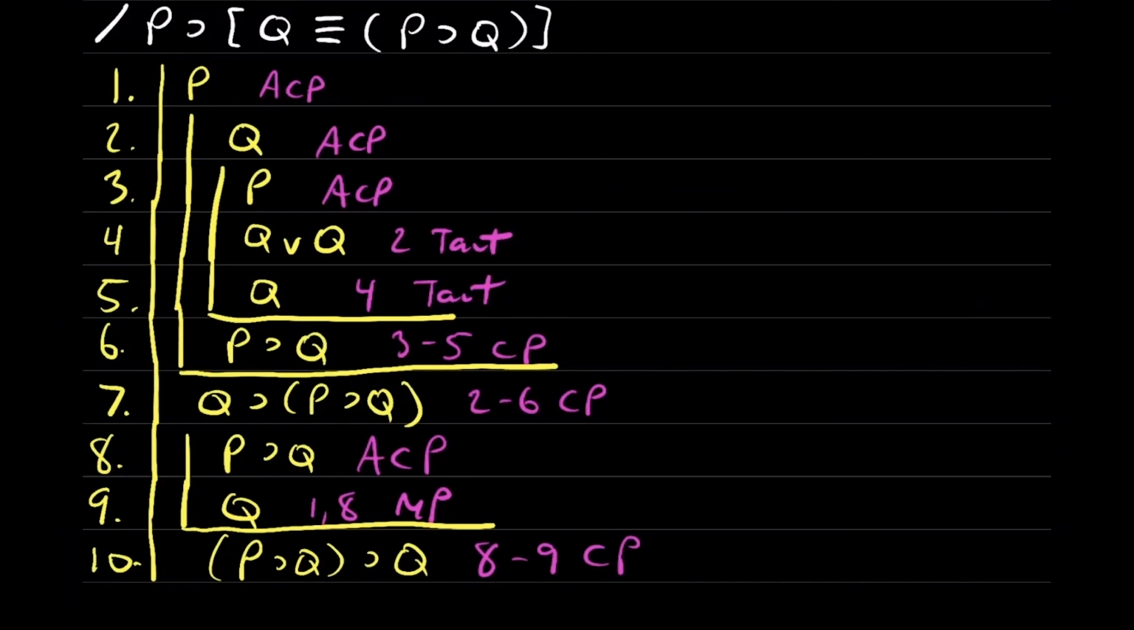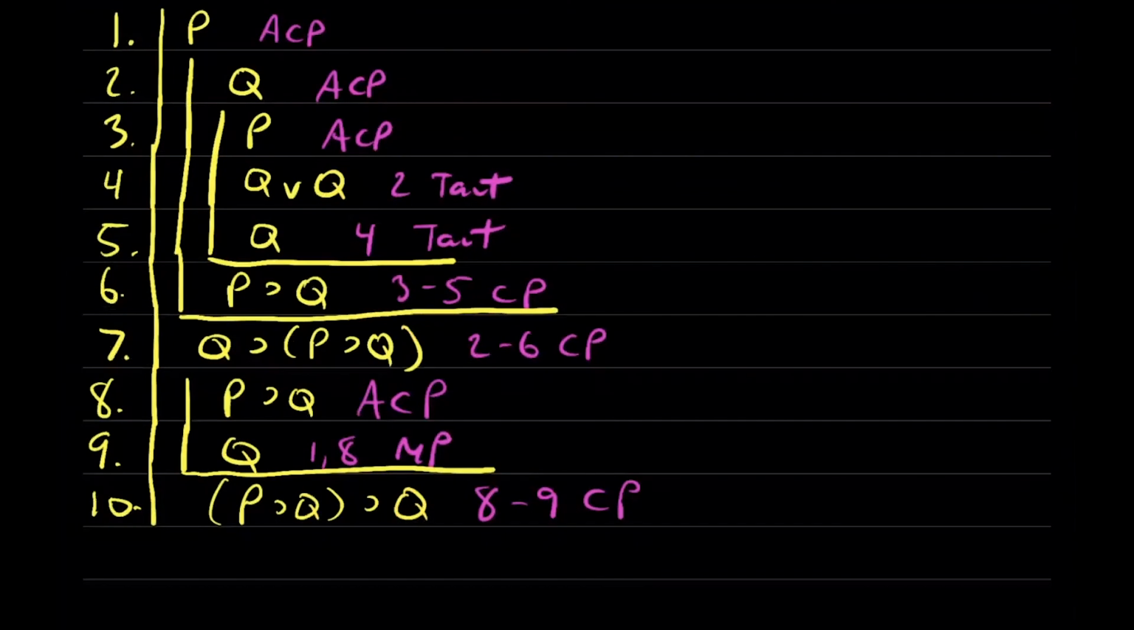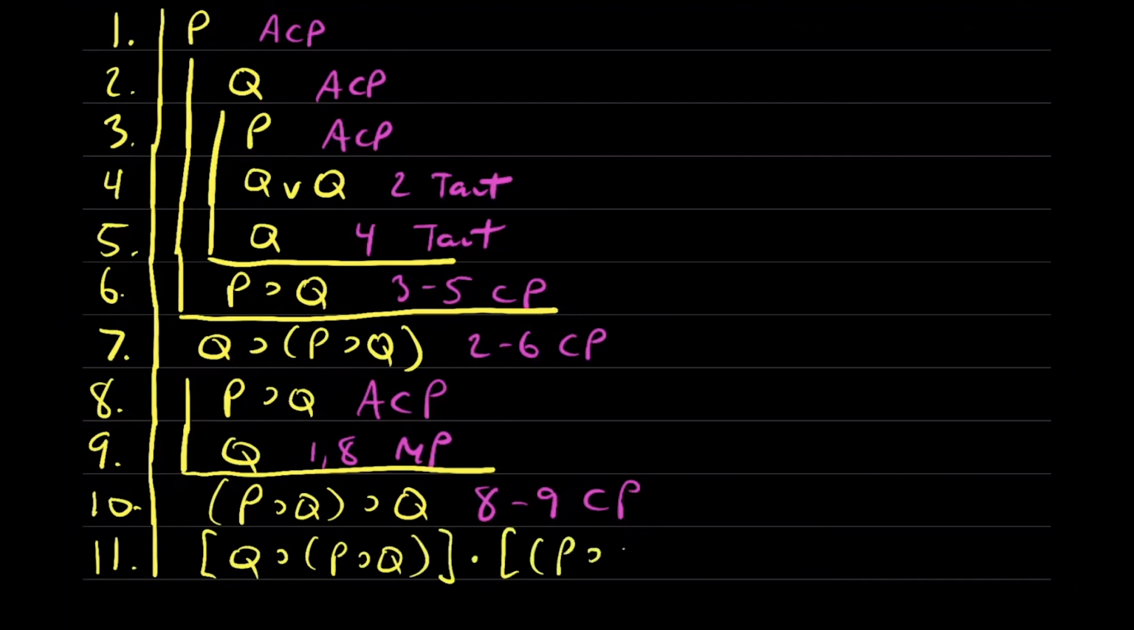But in order to build that biconditional, I need to conjoin line 7 and 10 together with a dot. So on line 11, I'm going to use square brackets here. I need to conjoin Q implies that P implies Q, and P implies Q implies Q. Whatever I had in line 7, whatever I had in line 10. Conditionals that are opposite of each other. So lines 7 and 10 by conjunction.